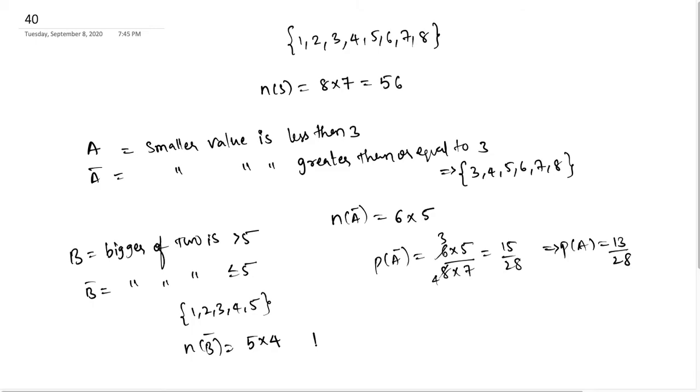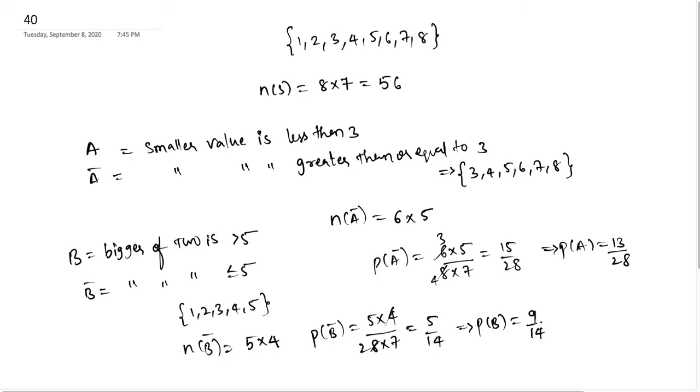So n of B bar has 5 for the first number, 4 for the second number. Now P of B bar is 5 into 4 by 8 into 7. So 2, which is 5 by 14, which implies P of B is, yeah, how much is P of B? 9 by 14, right?